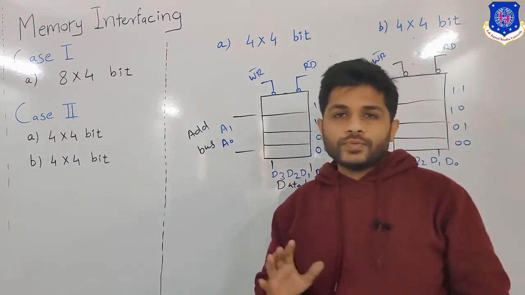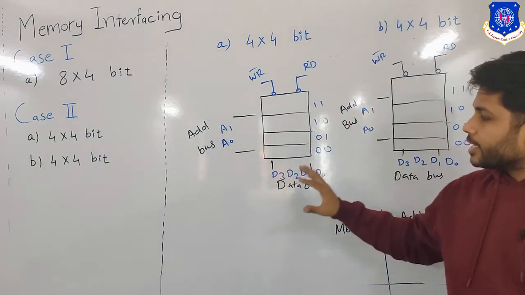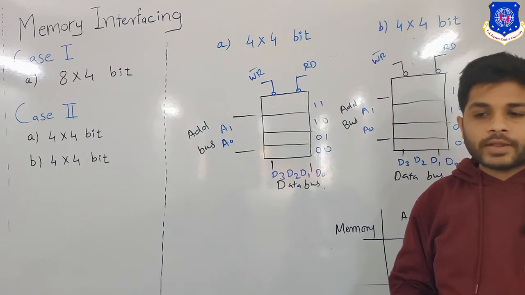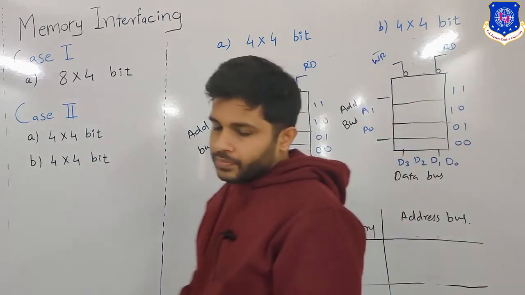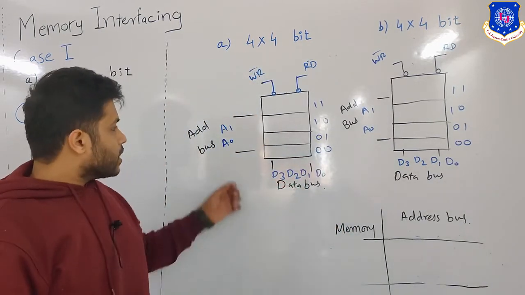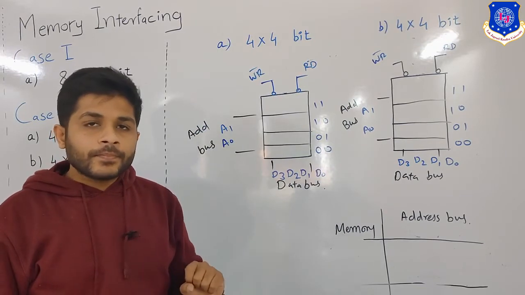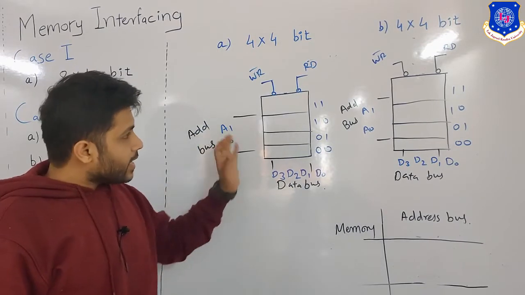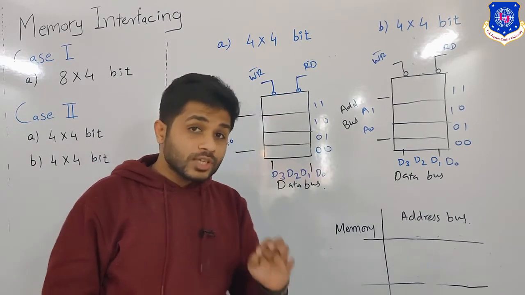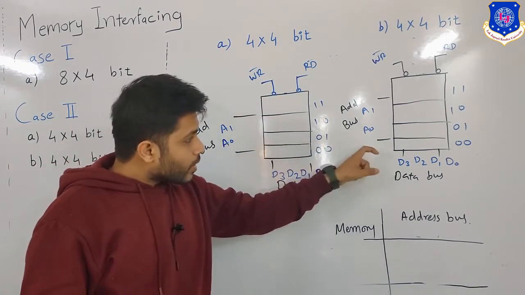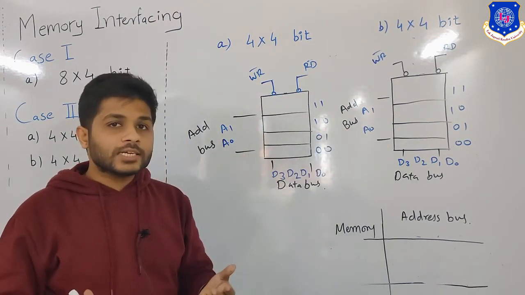Okay students, so we have provided all the connections: the address bus, data bus and the control signals with the memory. But this method is not perfect. Why? Suppose we are sending 00 on A0 and A1. As A0 and A1 are connected to both memories, when the microprocessor sends 00, the 00 location in both memories will be selected.